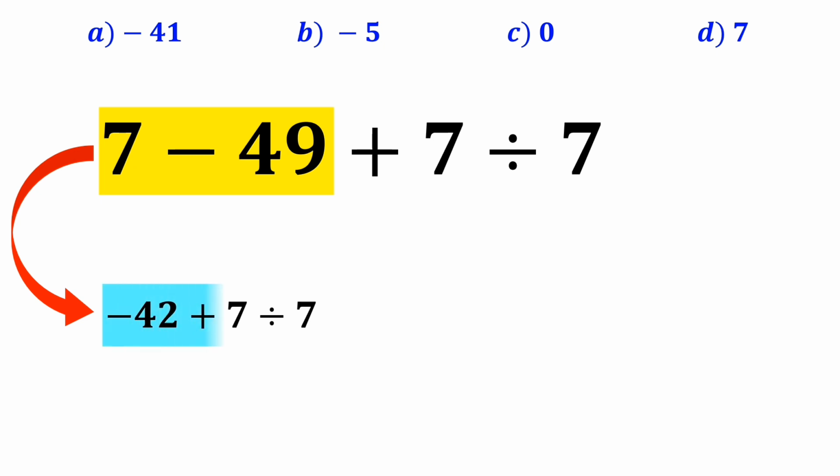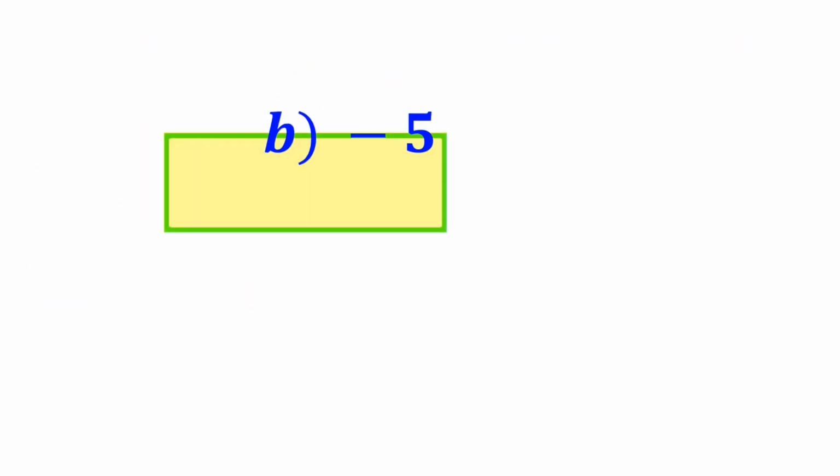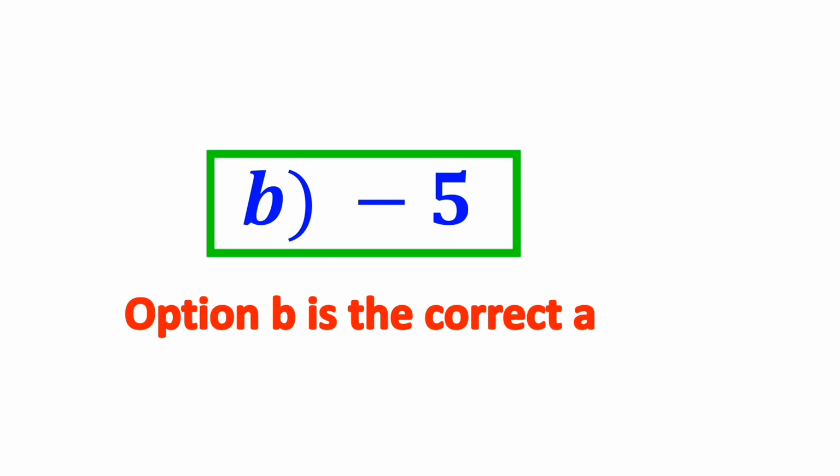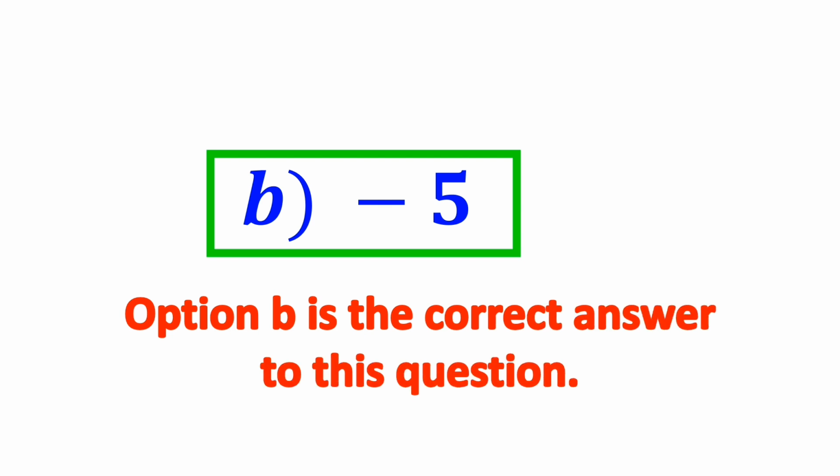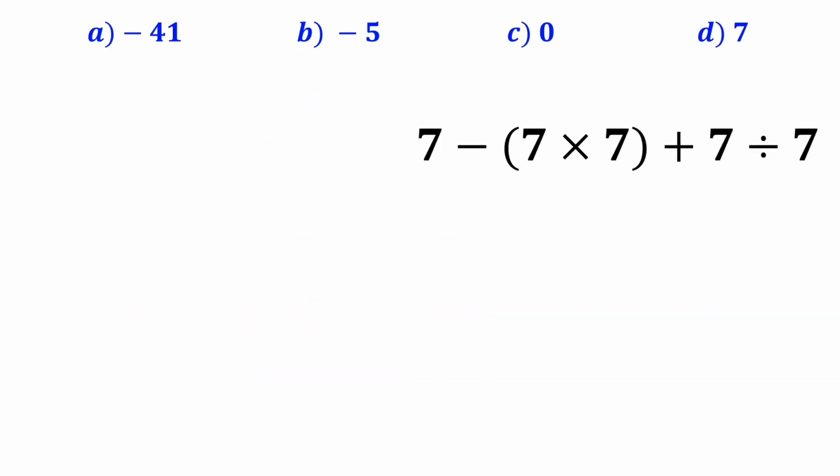Then, in the following step, they evaluate negative 42 plus 7 and replace it with negative 35 divided by 7, which finally gives them the answer negative 5. And without any hesitation, they immediately say that option B is the correct answer to this question. But that's definitely wrong. Now let me show you the correct way to solve this expression.